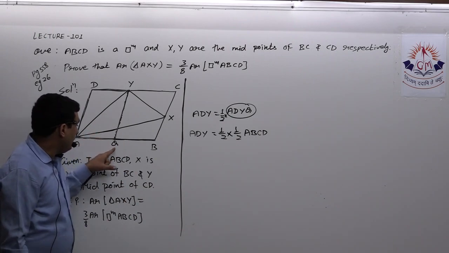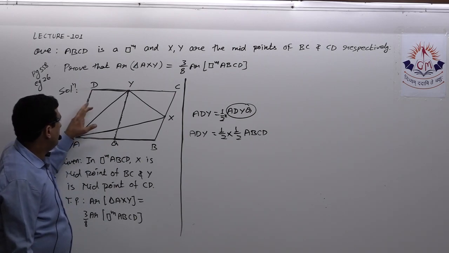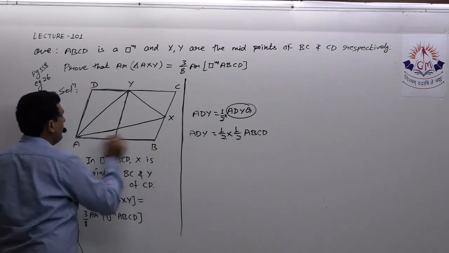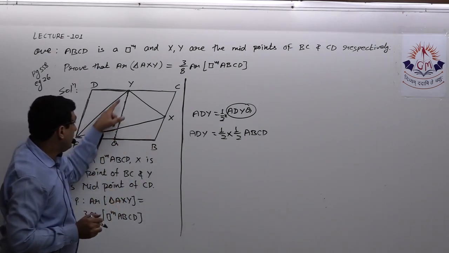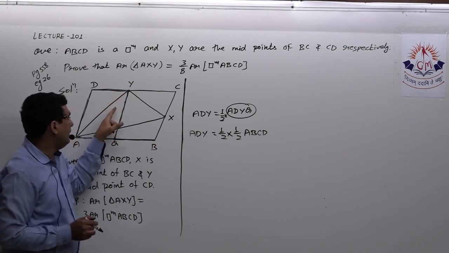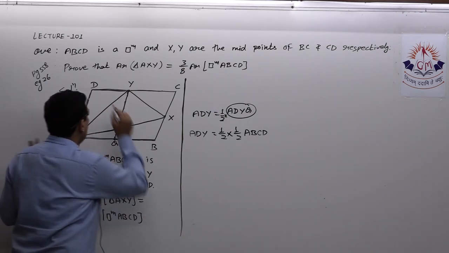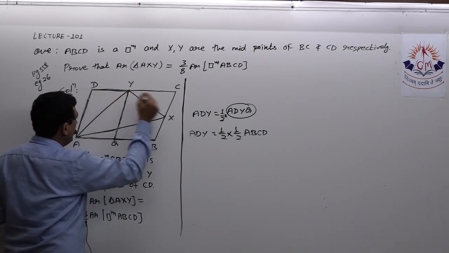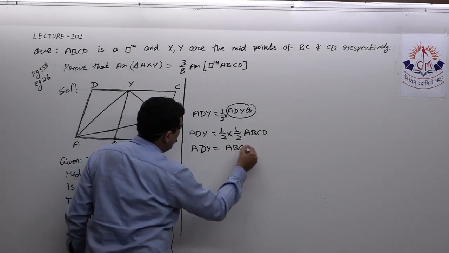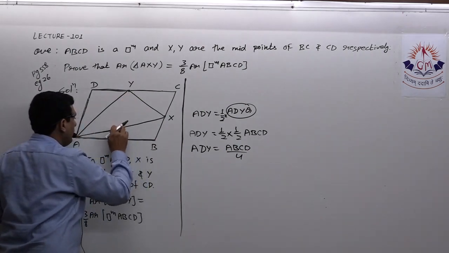First of all, I have to prove Q is the midpoint. How can I say Q is the midpoint? By proving these two triangles congruent, I can say Q is the midpoint of AB. Now we know that a line segment joining the midpoints of two opposite sides of a parallelogram divides the parallelogram into two parallelograms of equal area. In short, the left-side parallelogram will be half of this. So I can say triangle ADY is equal to ABCD by 4. Now let me remove this for a while.